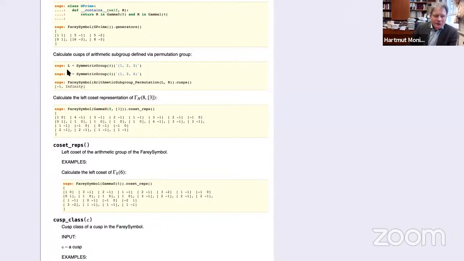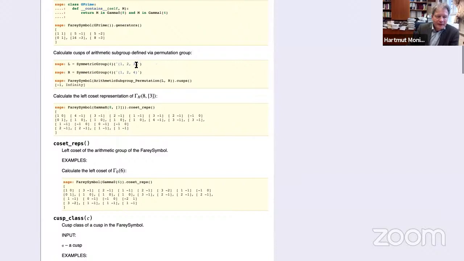If you want to define a subgroup of PSL2Z, you can define it by, for example, congruences, but you can also define it by a set of permutations. Basically, you take two permutations, one of order two, one of order three, and you can then define a subgroup of PSL2Z via a homomorphism, which is implemented in Sage via this arithmetic subgroup permutation.